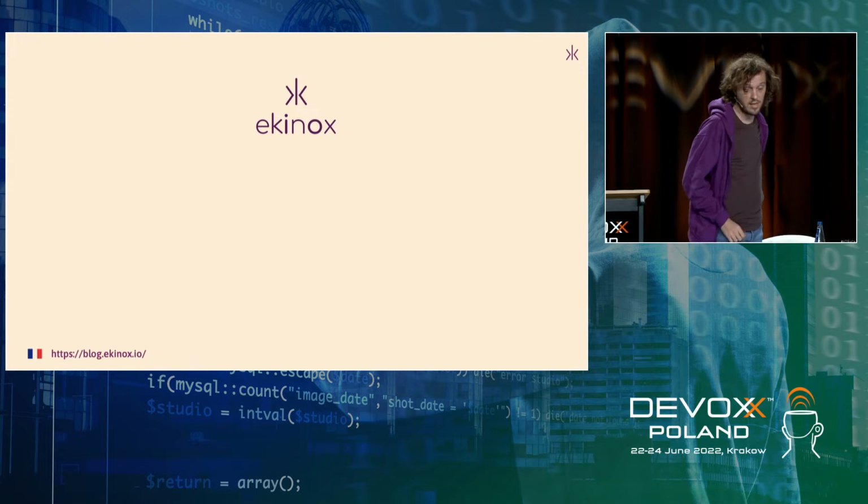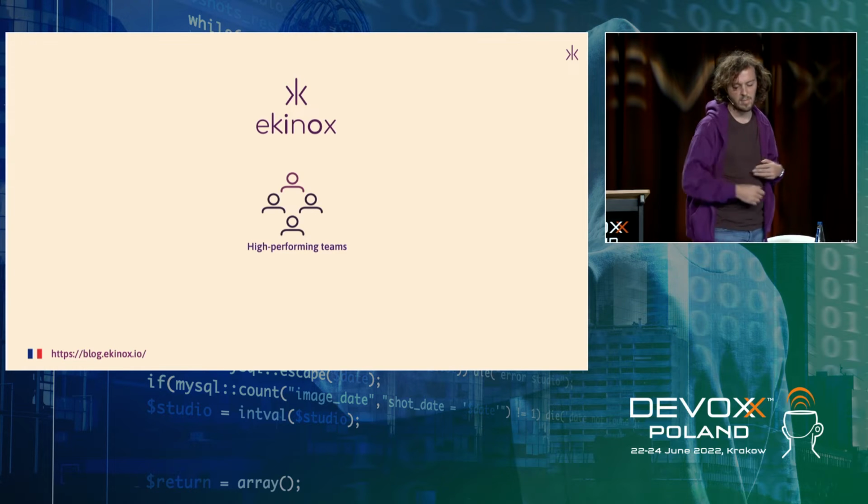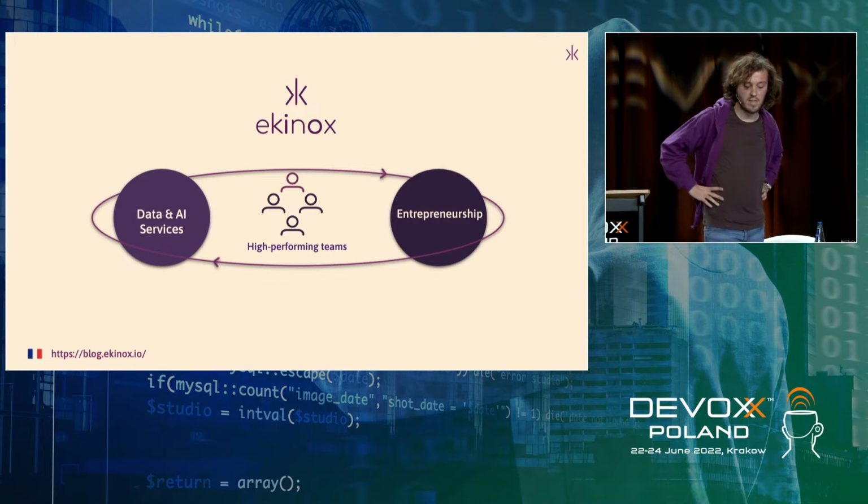So what is Equinox? In Equinox, we are trying to build high-performing teams. I mean, you don't need to just hire great people. To be efficient, you really need to work as a team with common practices, common culture. So we spend a lot of time training about agile practices, about software craftsmanship, etc. And we have two main activities. We do data and AI services for companies in France. And we have what we call a startup factory. So we are building startups and new products.